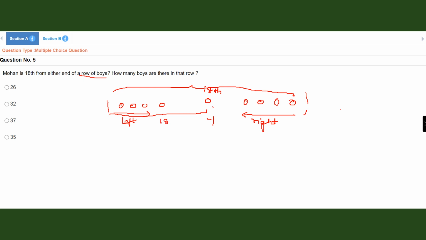So there will be 18 and here will be 17, so it should be 18 plus 17, 35. So the option can be seen in D, so answer is D.